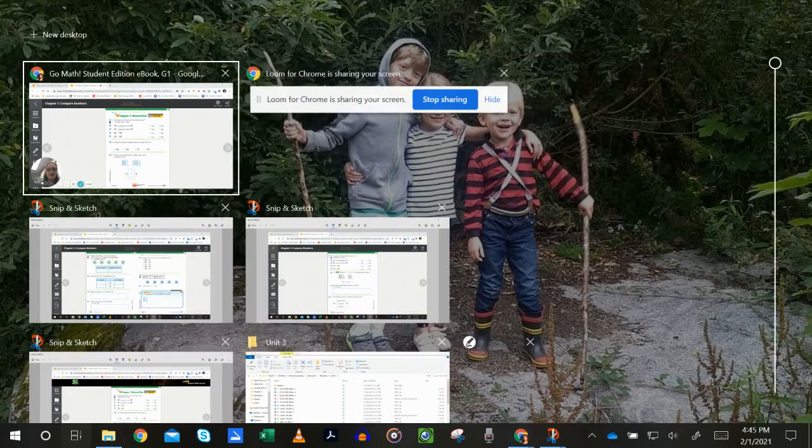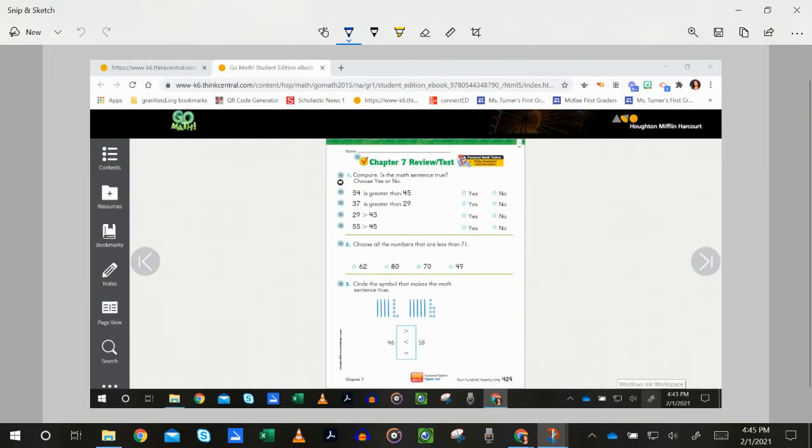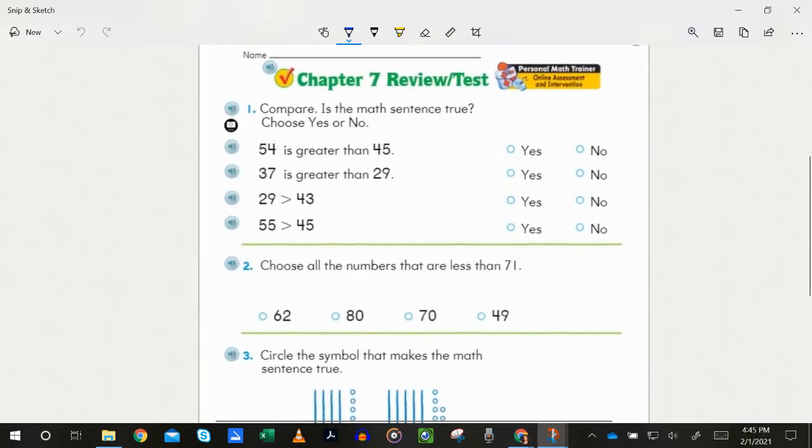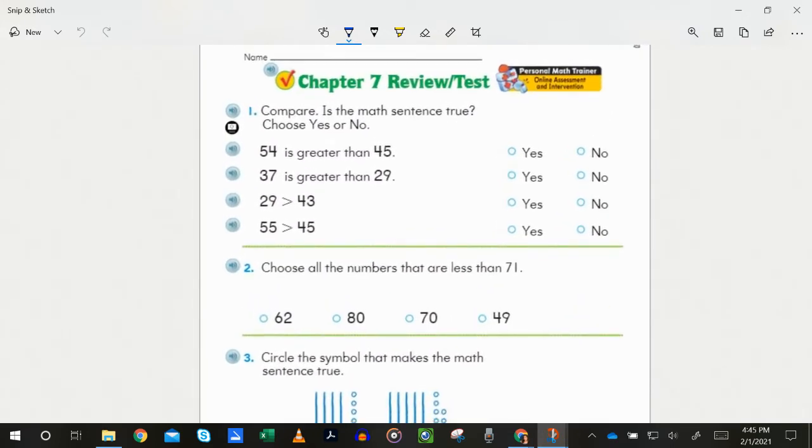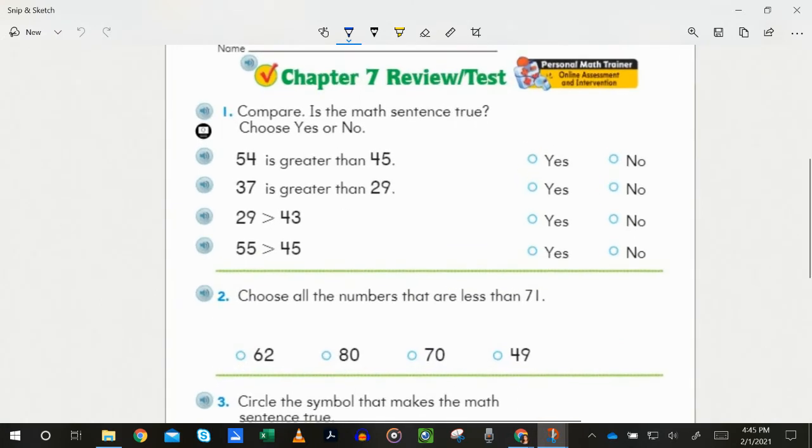So let's go ahead and look at this first page and see what we can do. Here on number 1, it says compare. Is the math sentence true? Choose yes or no. If it's true, you'll mark yes. If it's not, you'll mark no. It says 54 is greater than 45. Is that true? Yes or no? Fill in the bubble which you believe is correct.